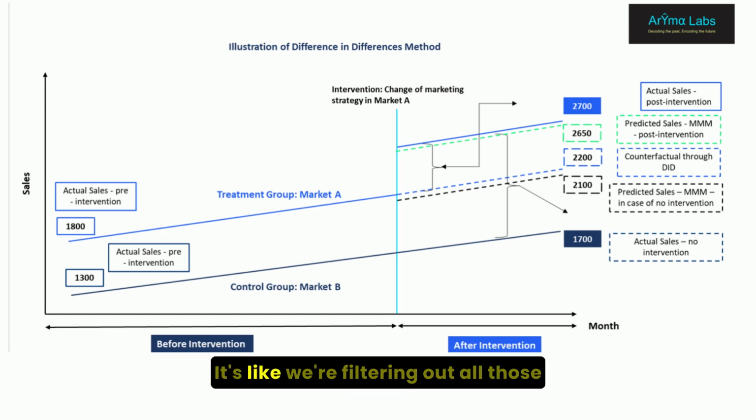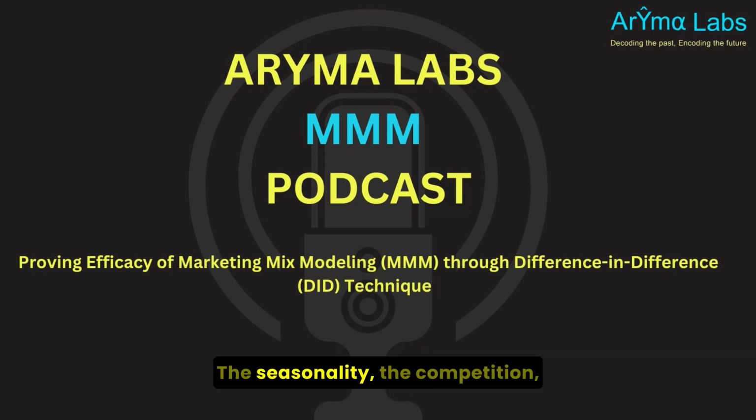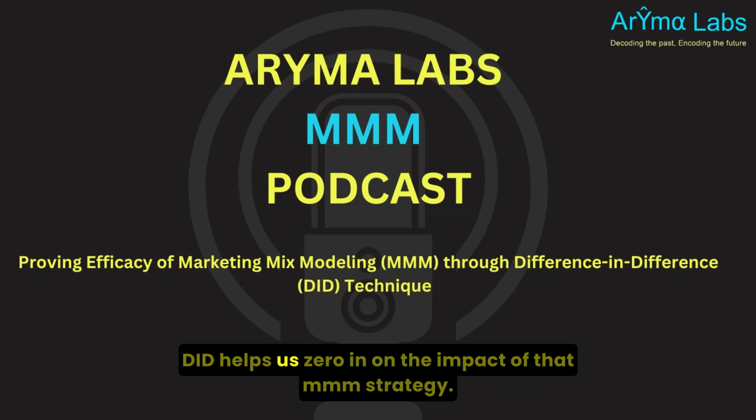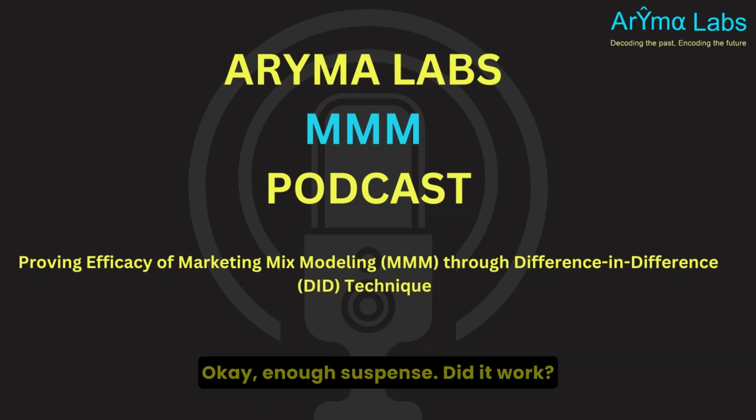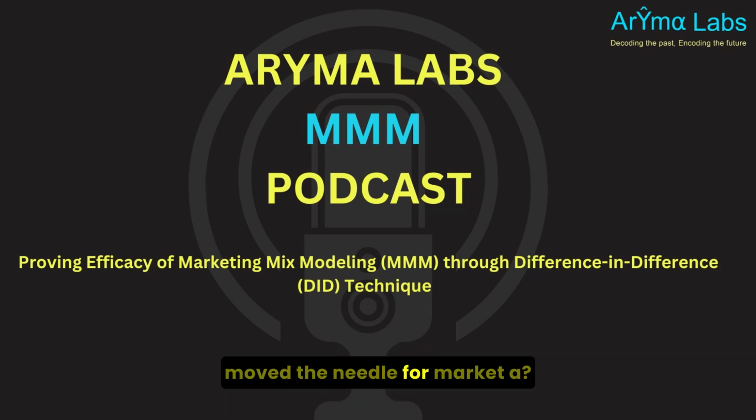You got it. It's like we're filtering out all those other things that could be influencing sales, right? The seasonality, the competition, even just random luck. Right. DID helps us zero in on the impact of that MMM strategy. Okay, enough suspense. Did it work? Did the researchers find that MMM actually moved the needle for Market A?